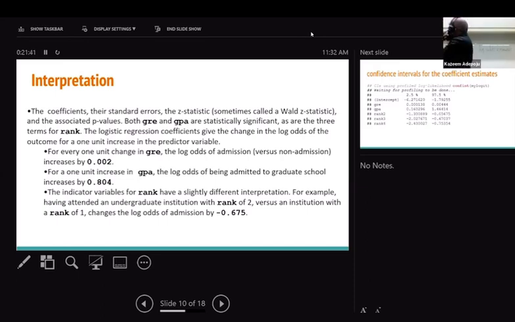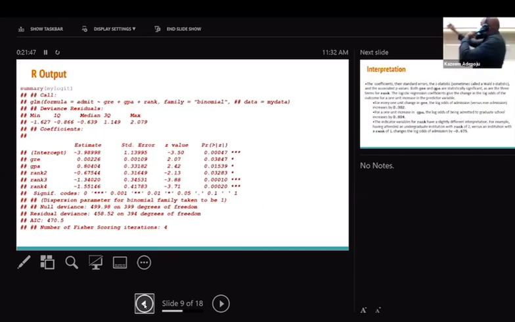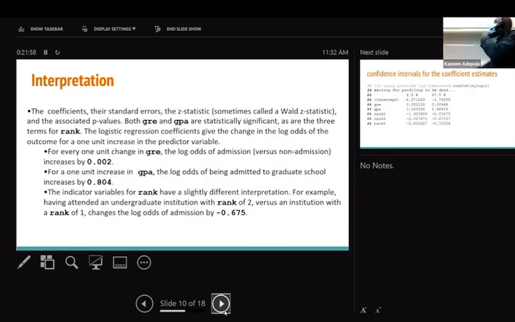Now, what about the GPA? If you go back to the output, look at the GPA. It's 0.80404. It's going to be the same way. For every unit increase in GPA, the log odds of being admitted increases by that. You can say the log odds of admission or the log odds of being admitted, you're saying the same thing. But you have to make sure you put log odds when you are interpreting your result. Now we have interpreted.